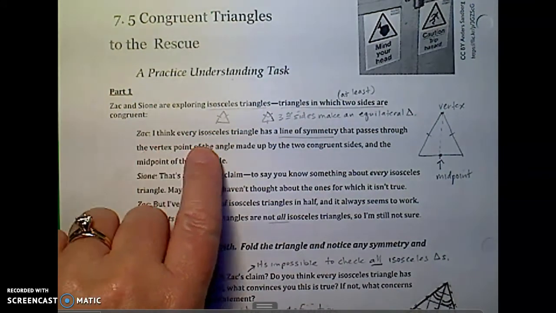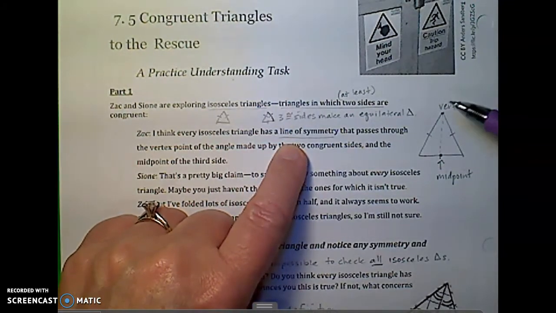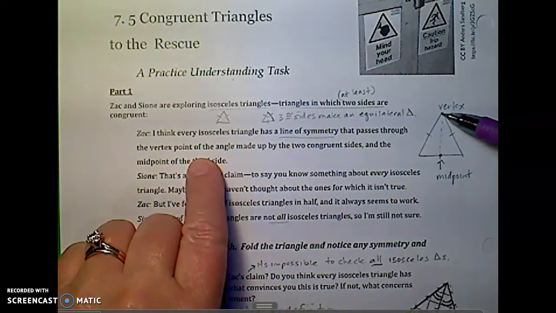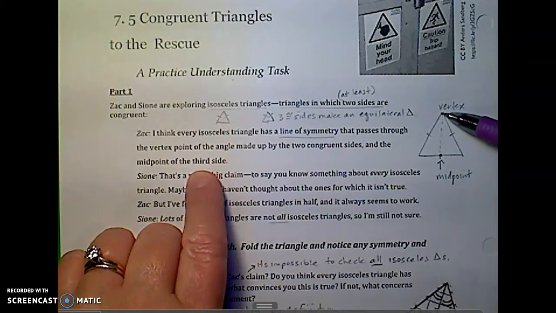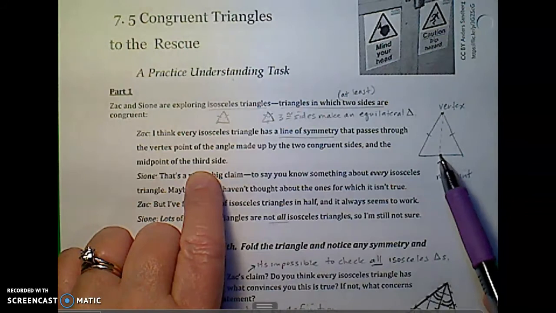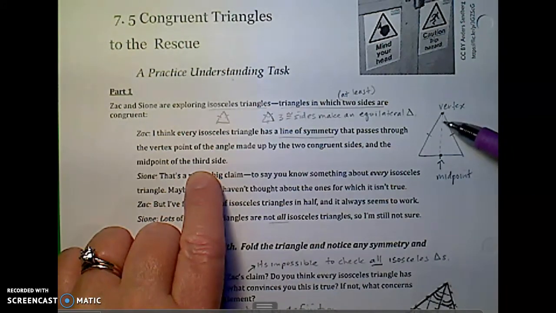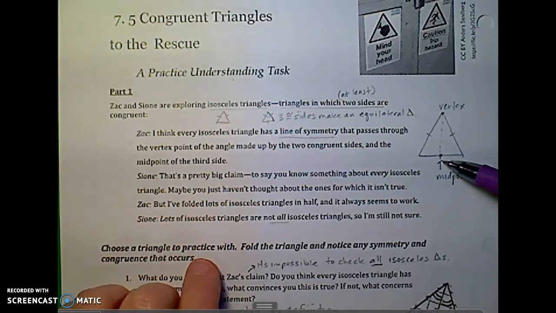So Zach says that every isosceles triangle has a line of symmetry that passes through the vertex. The vertex is the angle that's in between the two congruent sides, so this vertex. And then it goes straight down to the midpoint of this third side. Okay, so I just sketched this, so it's not a perfect drawing, but it will hit at the midpoint here.